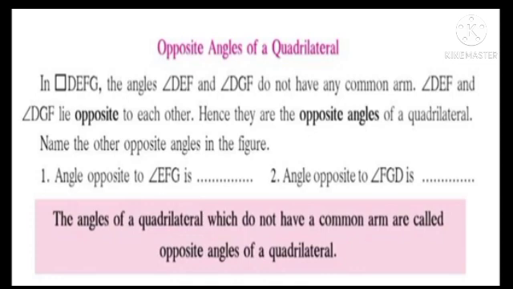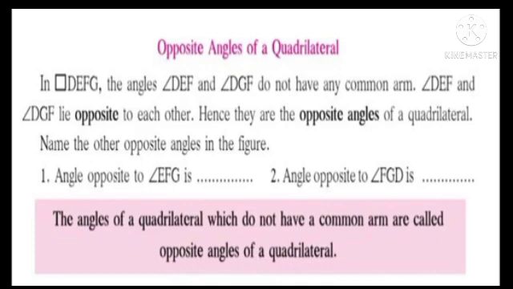Name the pairs of opposite angles in the figure. The angle opposite to angle EFG is angle EDG, and the angle opposite to angle FGD will be angle FED. You can do this activity in your textbook on page 83. The angles of a quadrilateral which do not have a common arm are called opposite angles of a quadrilateral.